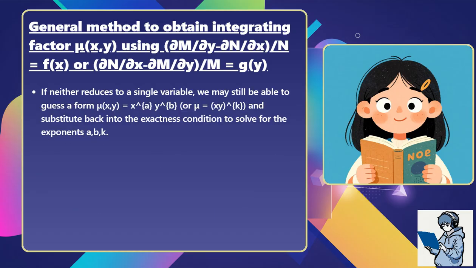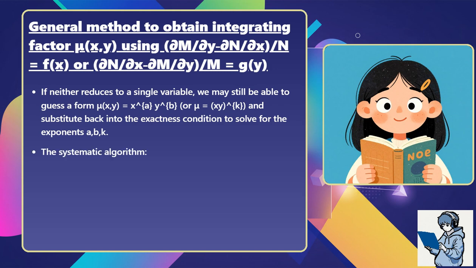If neither reduces to a single variable, we may still be able to guess a form, mu of x, y equals x to the a times y to the b, or mu equals (xy) to the k, and substitute back into the exactness condition to solve for the exponents a, b, k.